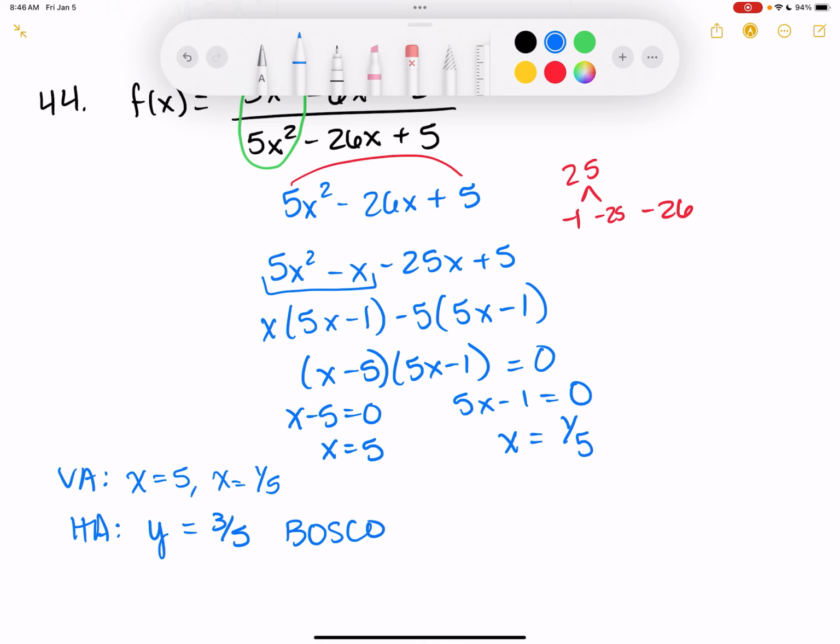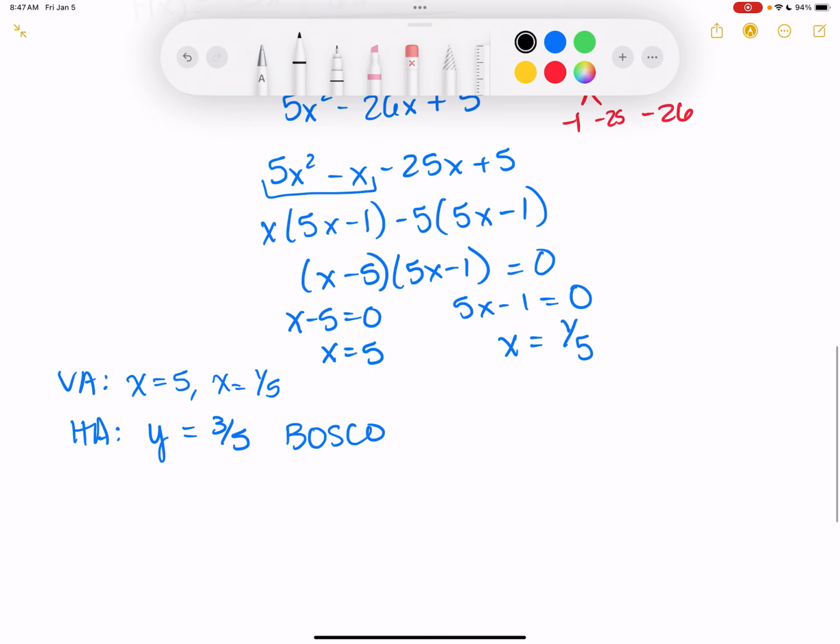All right, one more. I want you to try this one on your own. It's not a hard one, promise. So try this one, and then we'll go over it, and then we're done with this section. I'll give you some problems. 46. F of x equals 4x squared plus 25 divided by x squared plus 9.